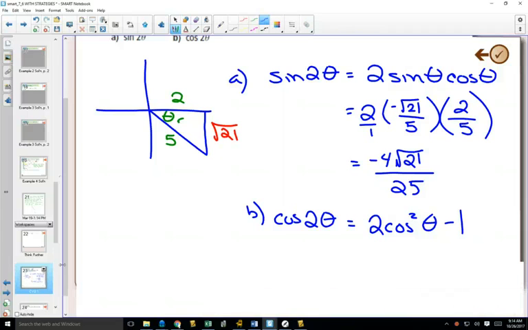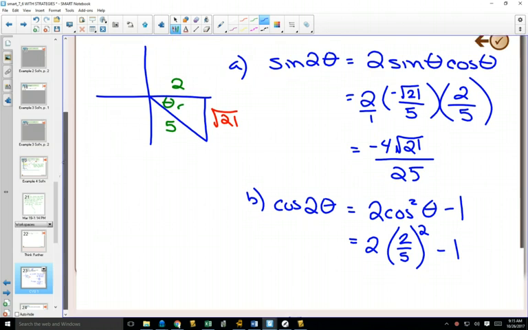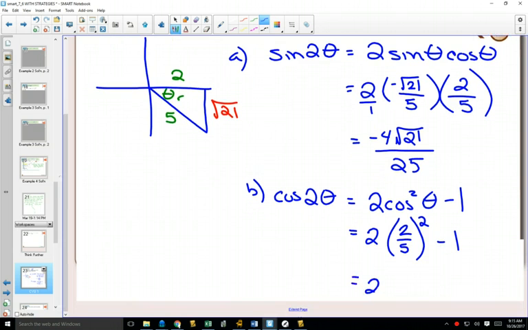So plugging in our values, if cos of theta is 2/5, how are we going to write cos squared of theta? We just have to square 2/5, because cos squared means cos of theta times cos of theta. So it would be like 2/5 times 2/5, or 2/5 squared. Now order of operations becomes important here. What would you do first? Square it. So this will be 4/25.